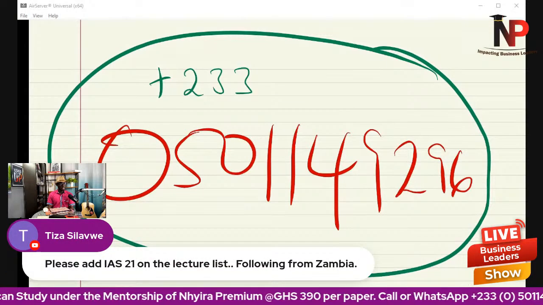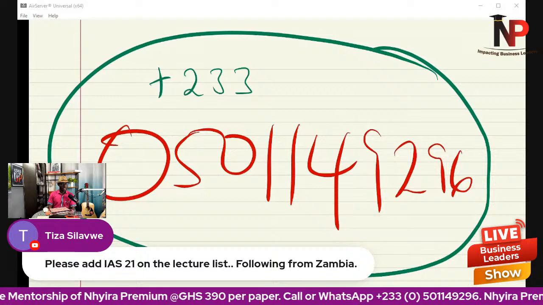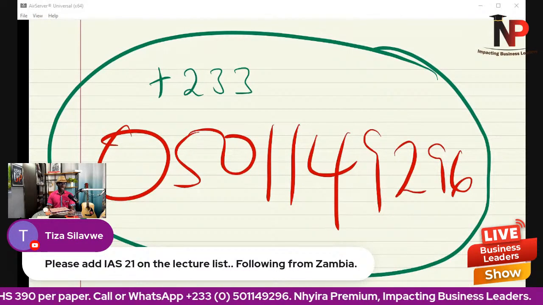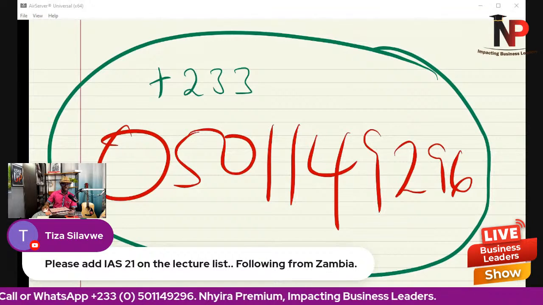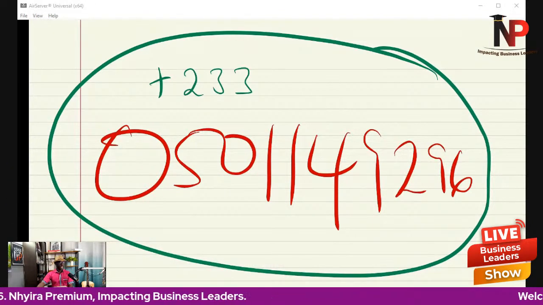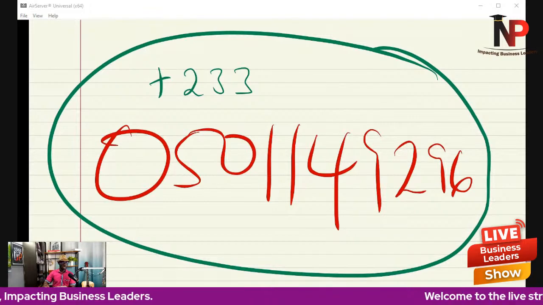So, Teaser said, or Tizer, I don't know if I got that right, please add IAS 21 on the lecture list. Yes, that is already there: effects of changes in exchange rates. I think we have it on our topic list that we'll be covering later on in the discussion. So Teaser, continue to stay tuned, and we're going to be covering that on the channel.